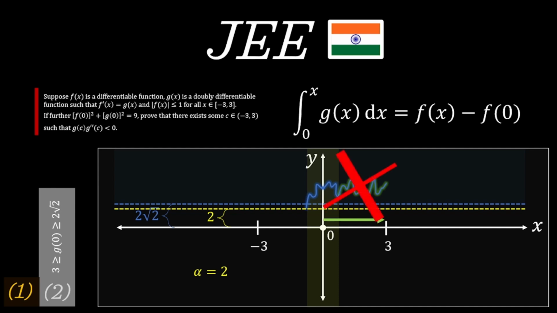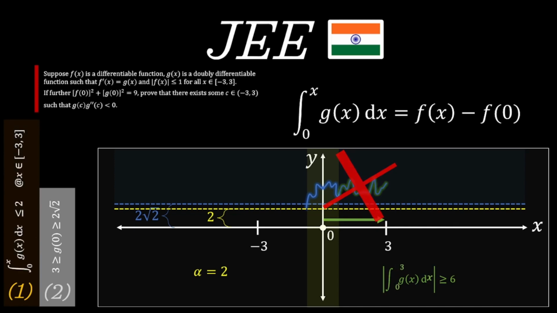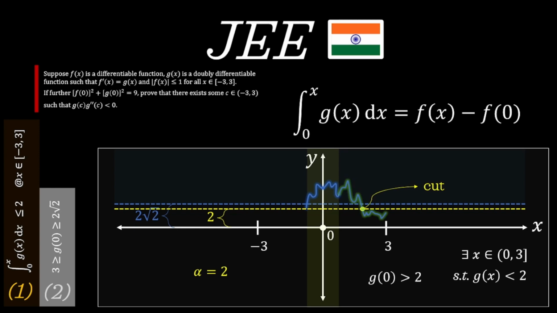would be wrong. Why? Because this implies that the area under the curve, which equals this integral, is greater than or equal to the area of this rectangle, which is 6. But this would contradict relation number 1. So there must exist some x from 0 to 3 so that its image in g is less than 2. But g of 0 is more than 2, so the curve of g must cut this line at least 1 point from 0 to 3.